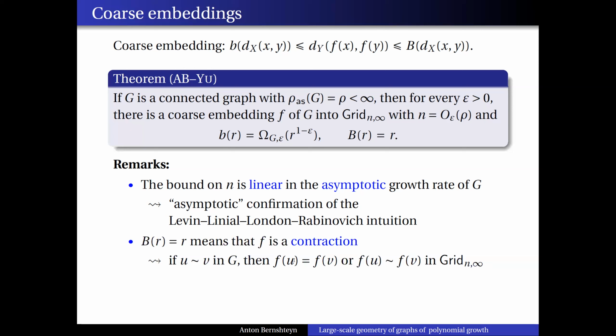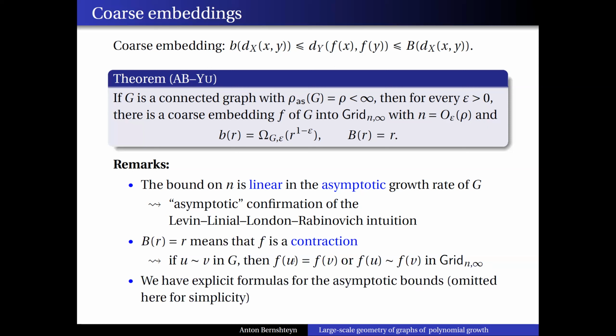Or I guess every edge can also be contracted to an edge. That's what I mean. And one other thing, this lower bound looks kind of strange, maybe. In particular, I have this G in the subscript. This is because I don't want to write out an explicit formula for the asymptotic bound on the slide, although we do have explicit formulas, which we're omitting here.